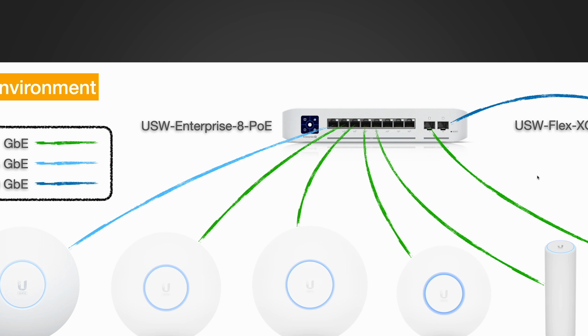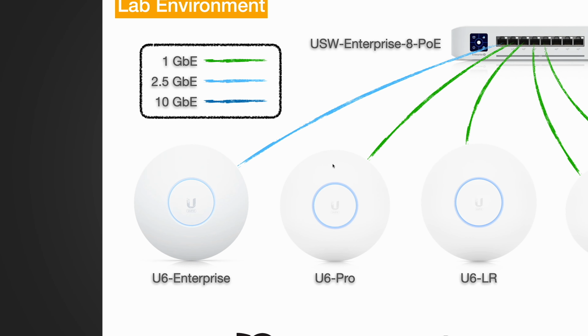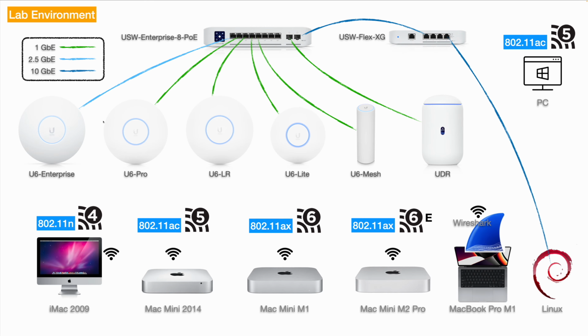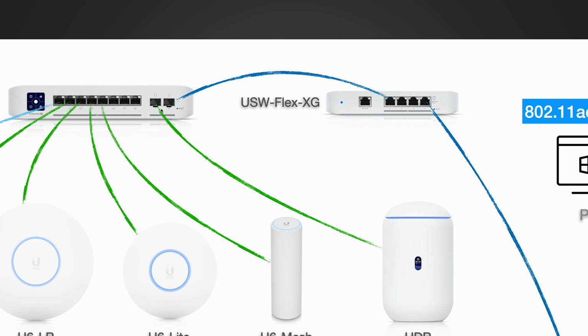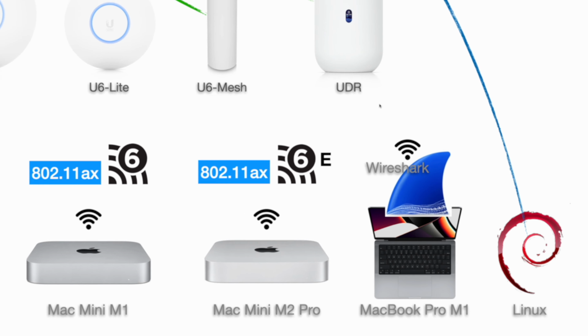So it can be used to power the most power-hungry access points, such as U6 Enterprise and U6 Pro. All the 8 PoE ports support 2.5 GbE, so I can connect it with the U6 Enterprise access point. It also has two 10 gigabit ports, so I can connect to a Linux machine for throughput testing.